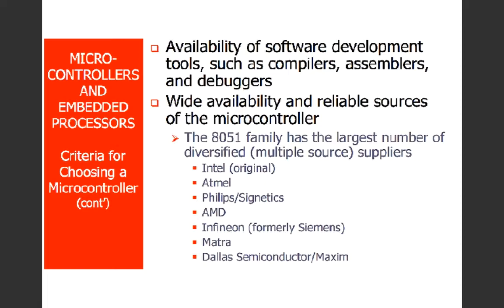The 8051 family has the largest number of diversified or multiple source suppliers. Examples of suppliers are Intel, the original 8051 microcontroller maker, Atmel, Philips or Signetics, AMD, Infineon, formerly Siemens, Matra, and Dallas Semiconductor or Maxim.